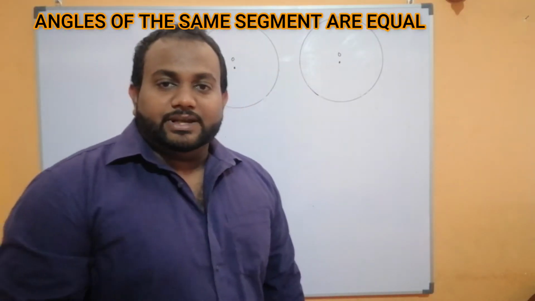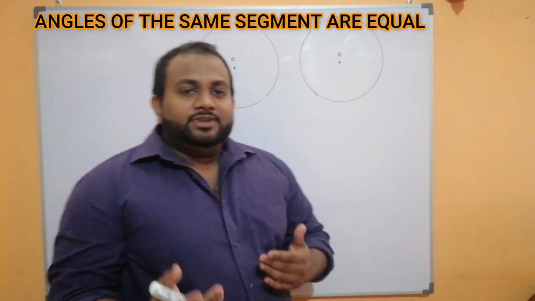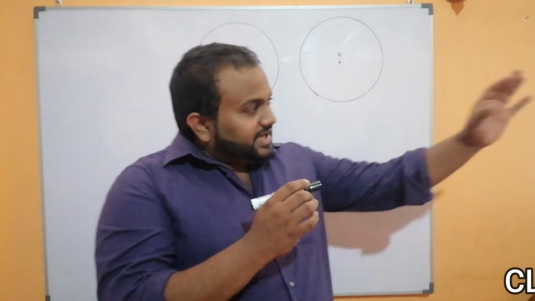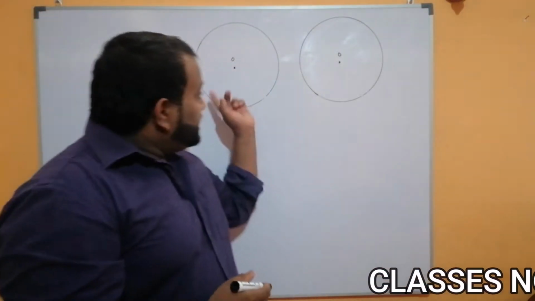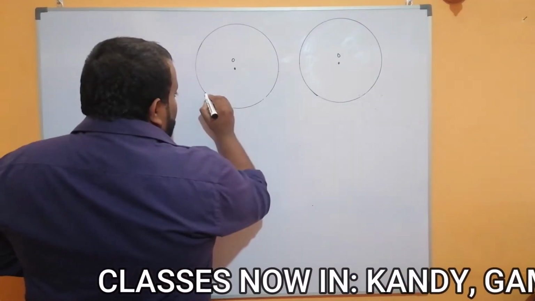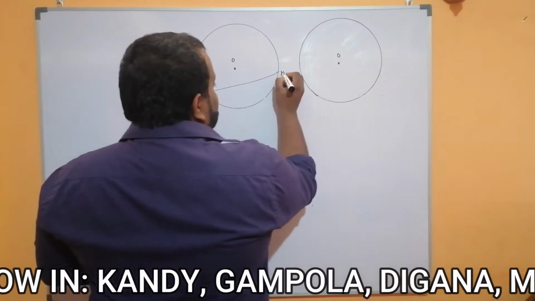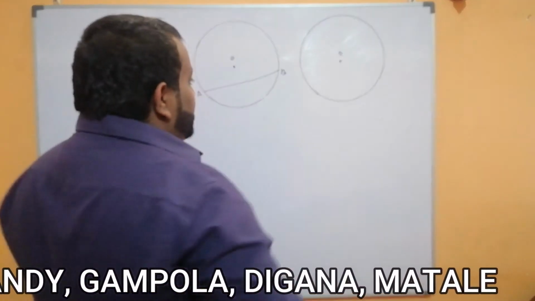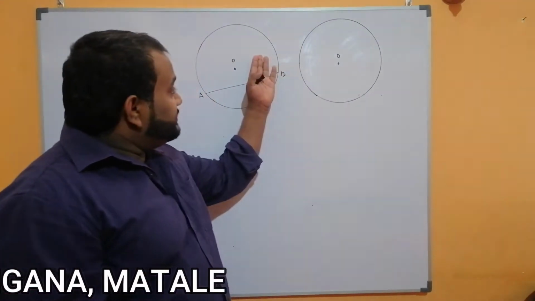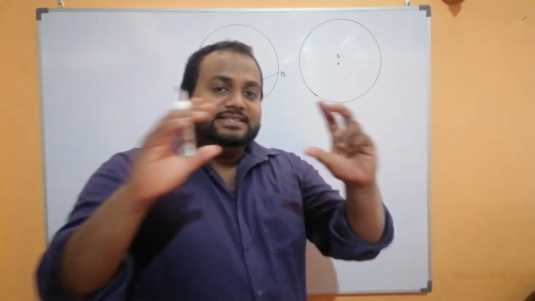Angles of the same segment are equal. Right. What does this mean? Now, we should know that if we draw a straight line through the center touching 2 points of the circle, it's the diameter, or if it does not go through the center, we mark it as AB. This is known as the chord. This chord divides the circle into two parts, the major segment and the minor segment.